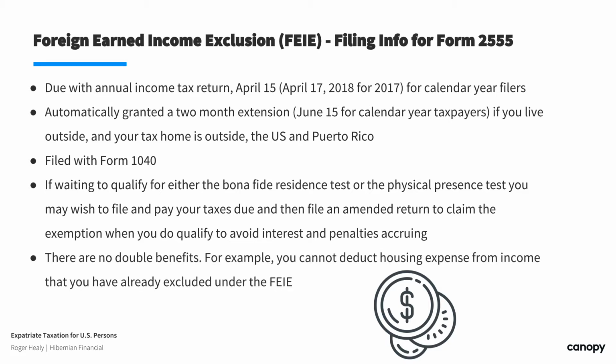There are no double benefits. For example, you cannot deduct housing expense from income that you have already excluded under the foreign earned income exclusion.